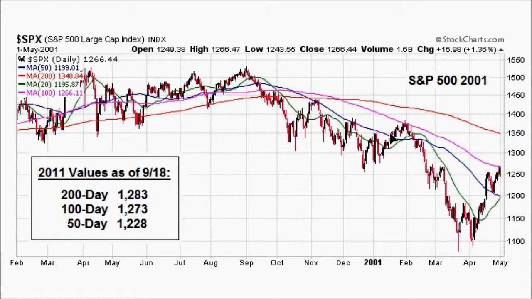You can also see here that in a bear market, it's not unusual for prices to exceed the blue line or the 50-day moving average. The 200-day here acted somewhat as resistance here. The 200-day that we can watch in the present day is at 1283. These are levels that change each day, but they don't change that much. And these are levels that could potentially act as resistance in September of 2011.